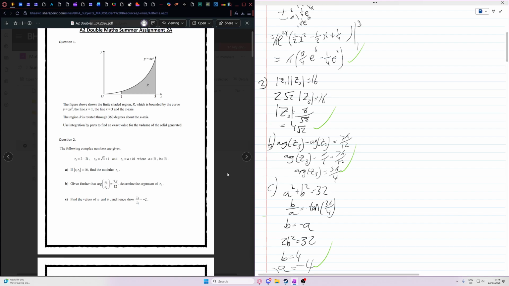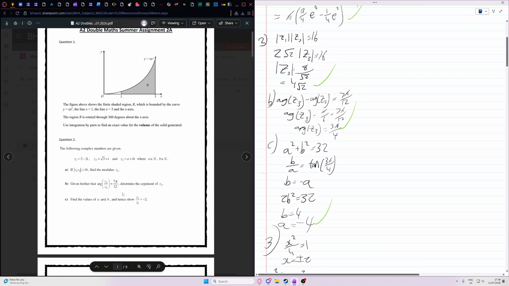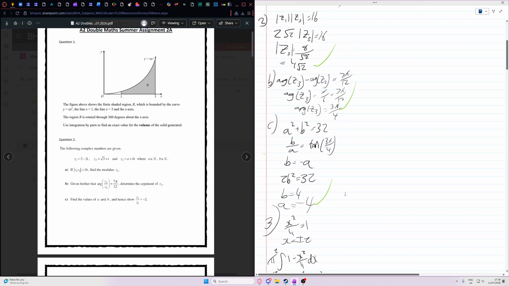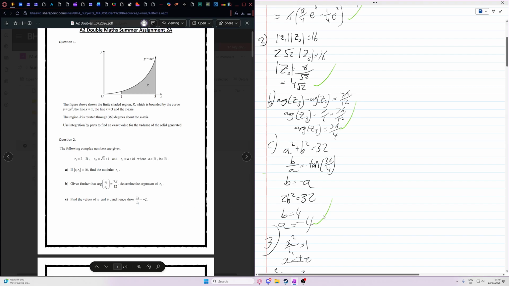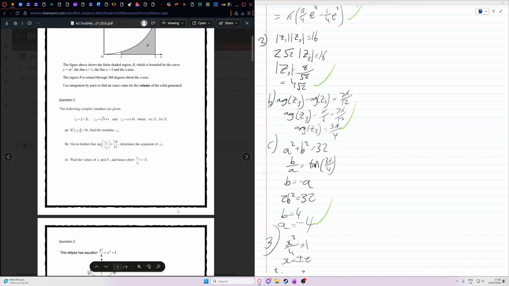So again, this rule is kind of like logs, where when you're dividing them, you subtract, and then you solve. Because again, you find the argument of z2. Part C, find the values of a and b. I actually didn't do the last part, but that's just easy. To find a and b, you say the modulus: a squared plus b squared is 32. b over a equals tan of 3 pi over 4, because that's the argument, and then you can solve for all your values, solving simultaneously. And then for this little bit at the end, which I forgot to do, you just divide them, and it's easy.